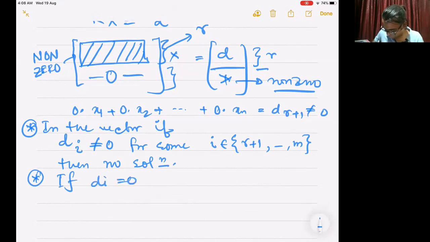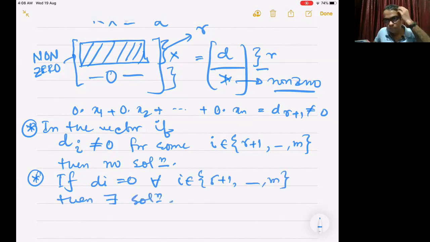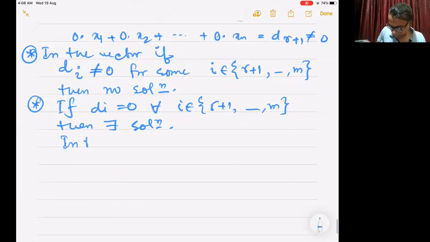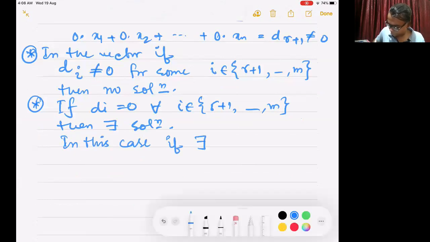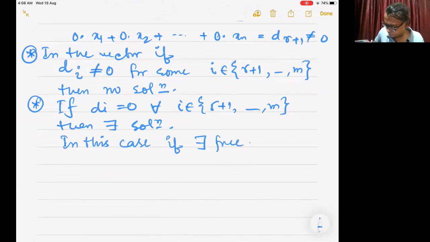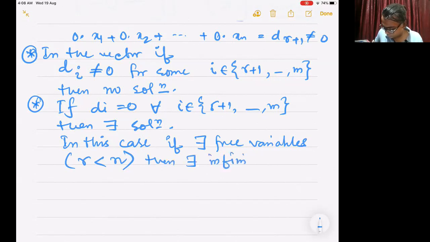If di is equal to 0 for all i in r plus 1 up to m, then there exists a solution. In this case, if there are free variables, what is the condition for that? This is true when r is strictly less than n. Then there exist infinitely many solutions.